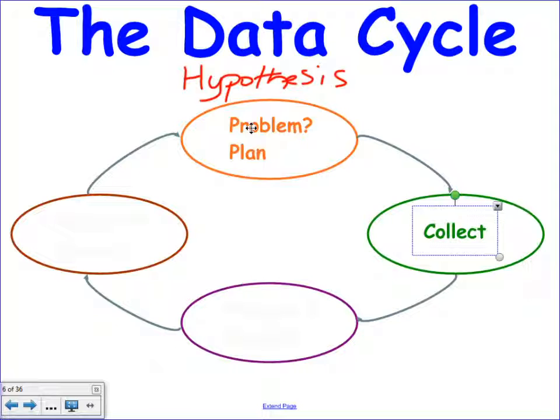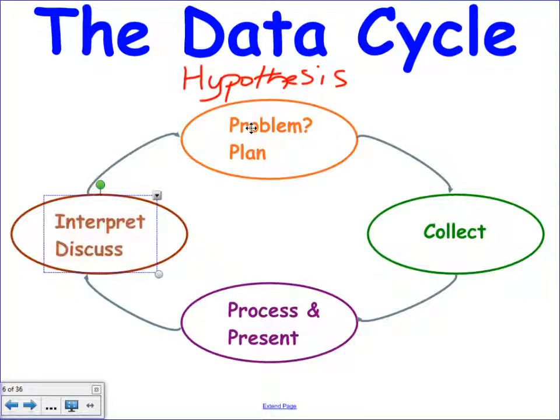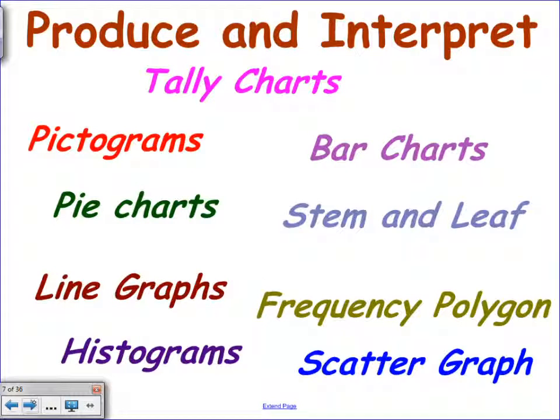Once we've collected our data, what do we do with it? Process. Good. Process and present it. That's what today is all about: processing and presenting your data, more to do with the presenting. When we do statistical measures, mean, median, mode and range, they live in there as well. And then finally, interpret it, discuss it. Does it answer my question? Remember, sometimes you might have to go around more than once. Happy with that? Good.